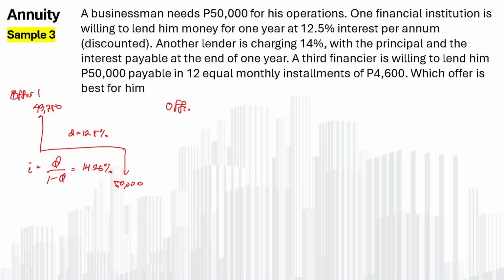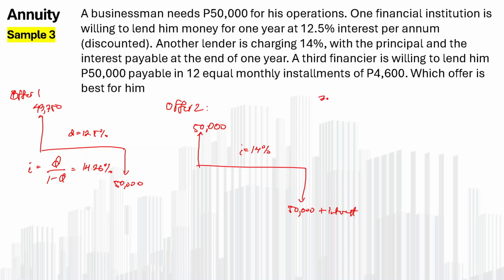For offer 2, it is pretty much straightforward. A bank is willing to lend you 50,000 at an interest rate of 14%. So you will pay back the principal plus the interest, 50,000 and whatever the interest is.